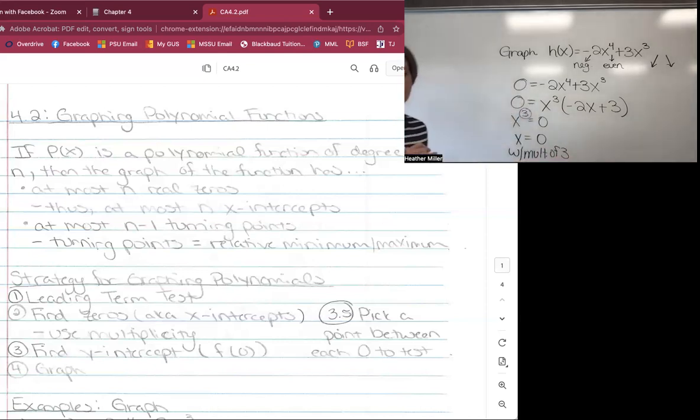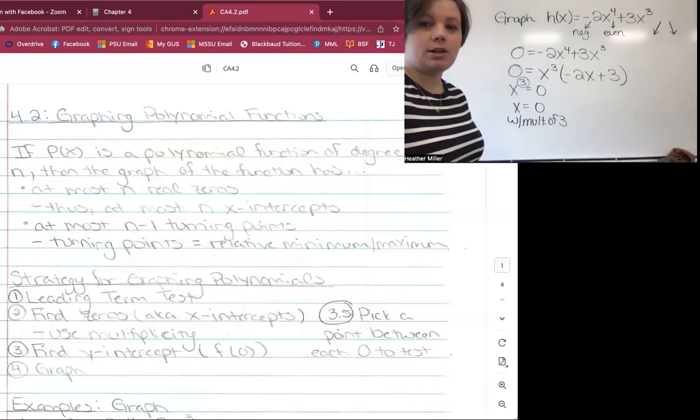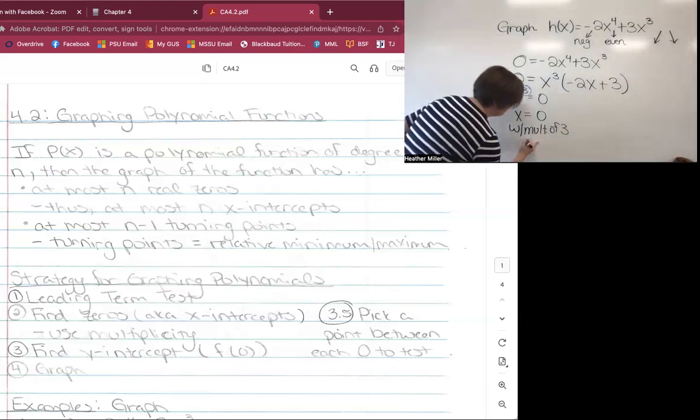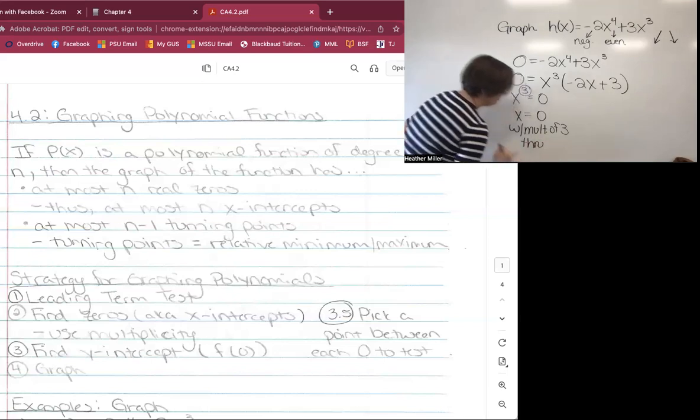So what happens with a multiplicity of 3, or odd multiplicities? Do we bounce back or do we go through? The answer is that we're going to go through. So I'm going to make a note here that we're going to go through.